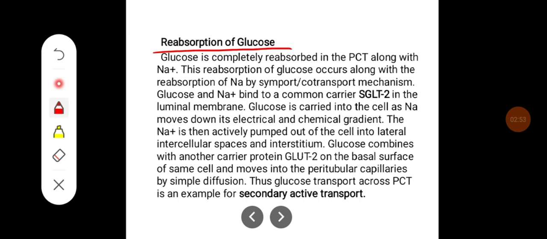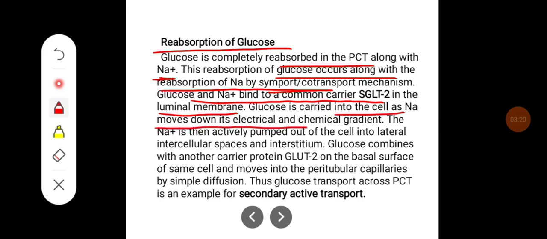Glucose is completely absorbed in the PCT along with sodium. This reabsorption of glucose occurs along with reabsorption of sodium by symport or co-transport mechanism. Glucose and sodium bind to a common carrier, that is SGLT2, sodium glucose transport 2, in the luminal membrane. Glucose is carried into the cell as sodium moves down its electrical and chemical gradient.